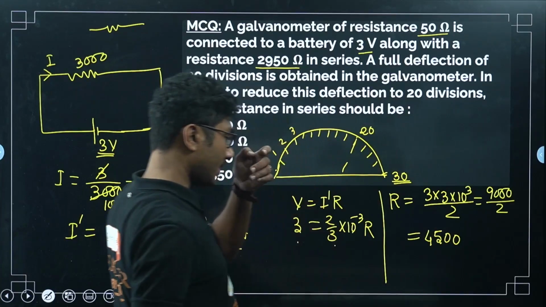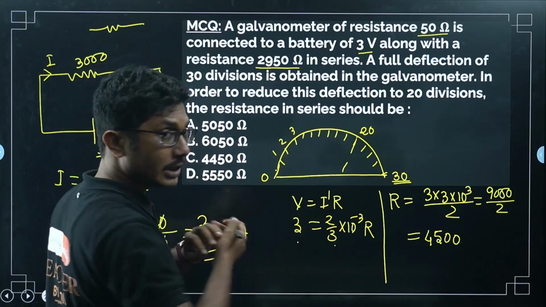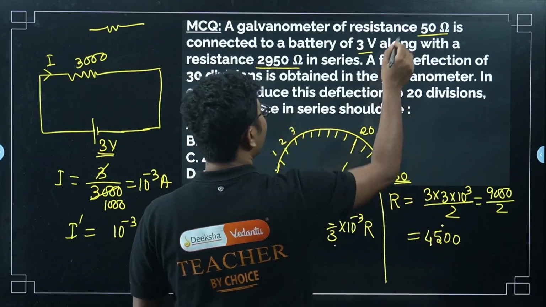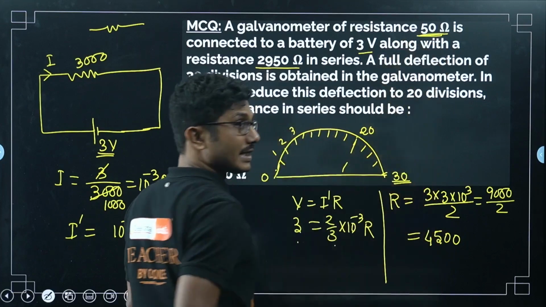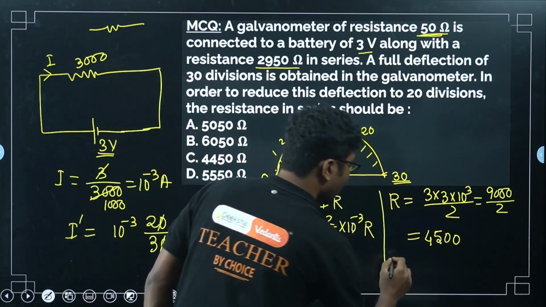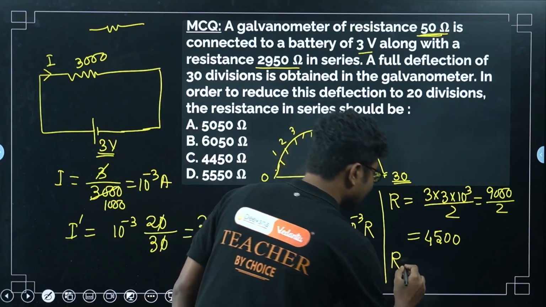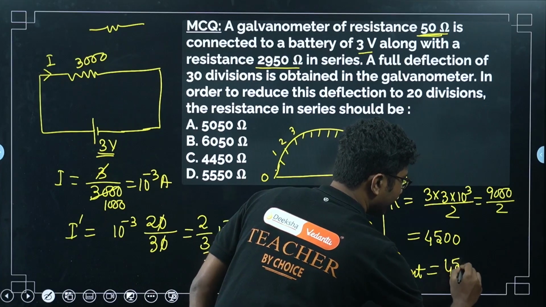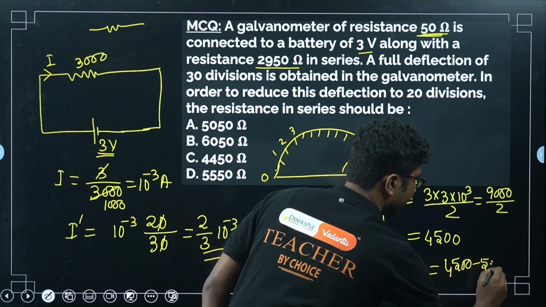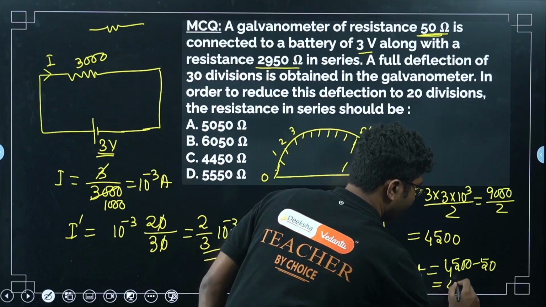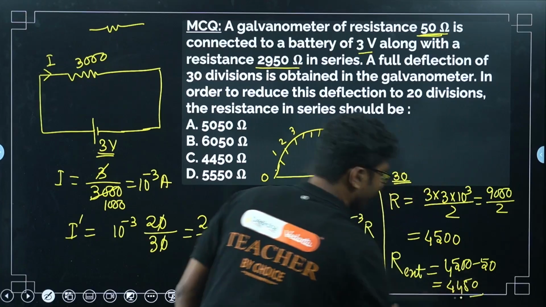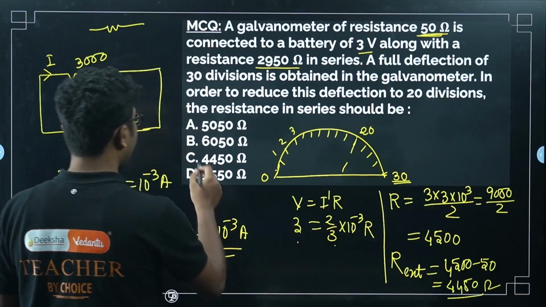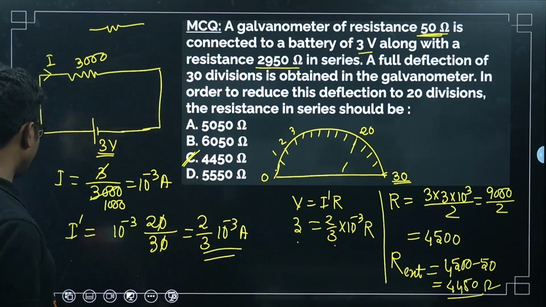So it will be 4,500. So this should be the total resistance, right? Now out of that, external resistance was how much? External resistance was 50 ohm. So the external resistance that we need to add should be 4,500 minus 50, that should be 4450. So 4450 ohm is the answer. So we have to check, and answer is 4450. Okay.